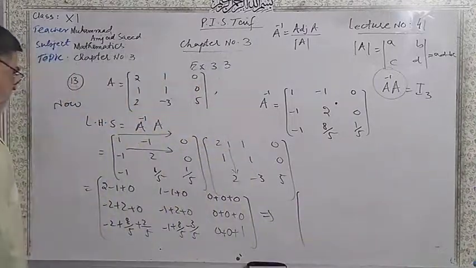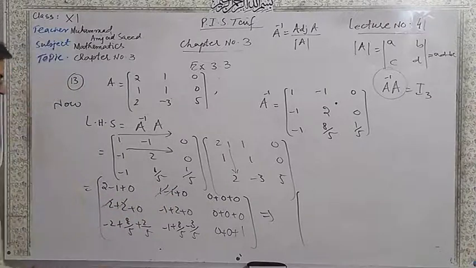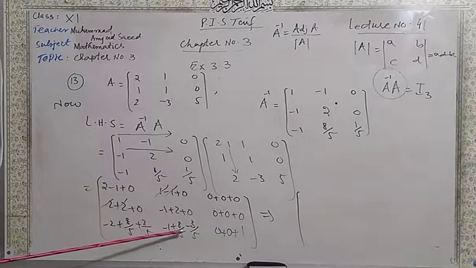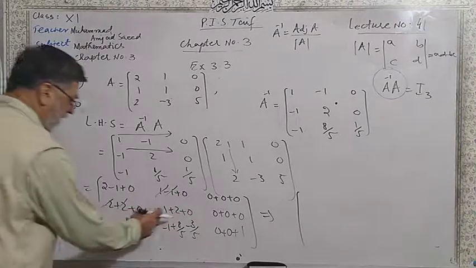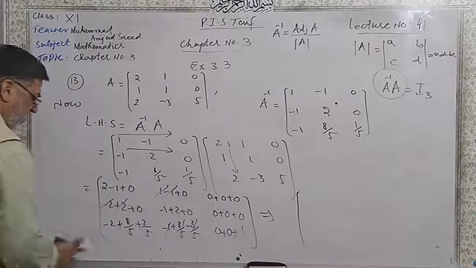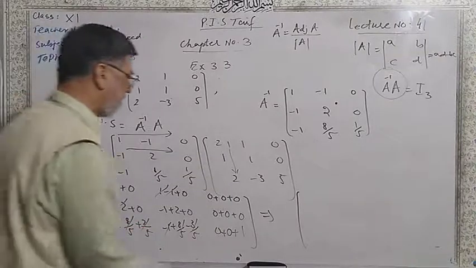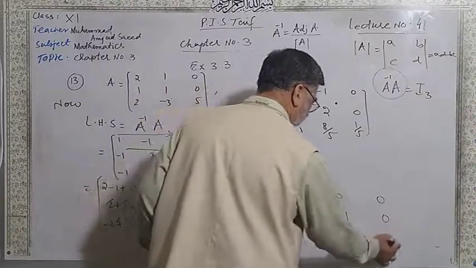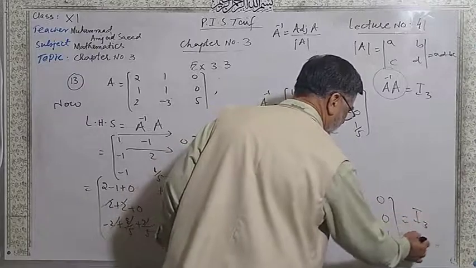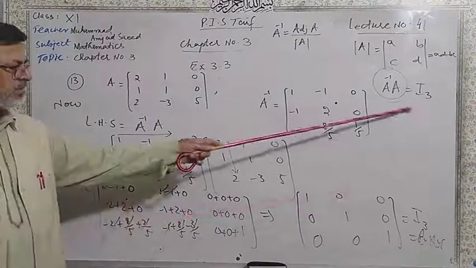Now they are cancelled out, and here, take LCM: this will be minus 5, it is 8 minus 3 is plus 5. So minus 5 plus 5 cancelled out, that will be 0. 10 over 5 is 2, plus 2, that is minus 2, cancelled out. Here is 1 0 0, 0 1 0, 0 0 1, that is equal to I3, the identity matrix of order 3. That's your answer.